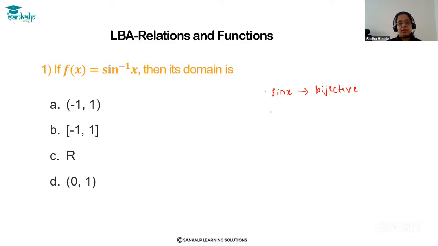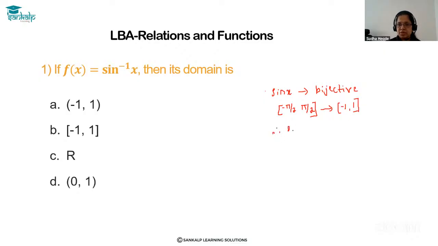The entire real line is not bijective for sine. We have to restrict the region. It won't be one-one and onto both. So for sine of x to be bijective, we have to restrict the domain to minus pi by 2 to pi by 2. So the range will be the closed interval minus 1 to 1.